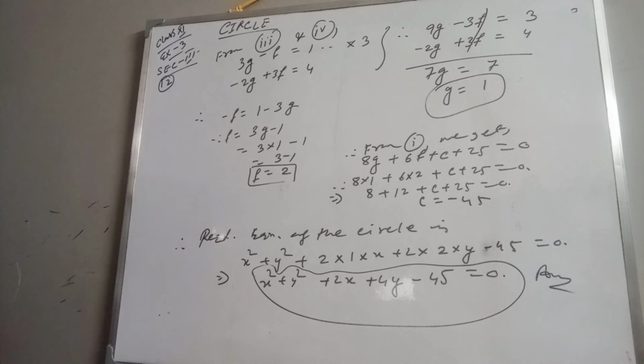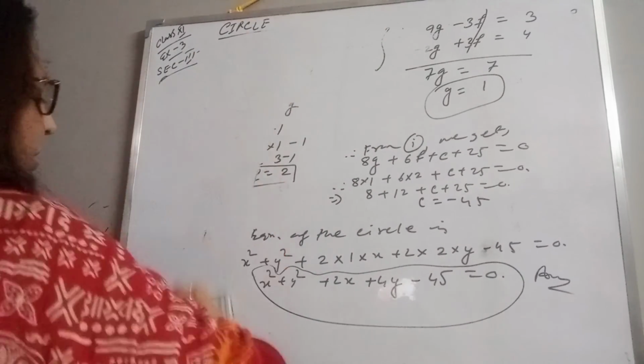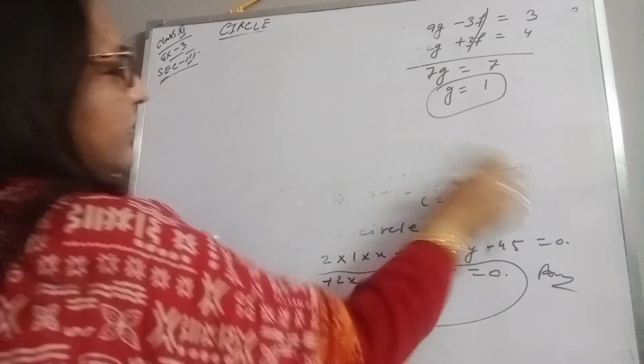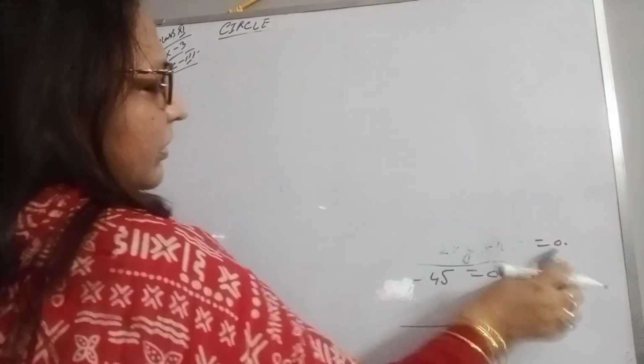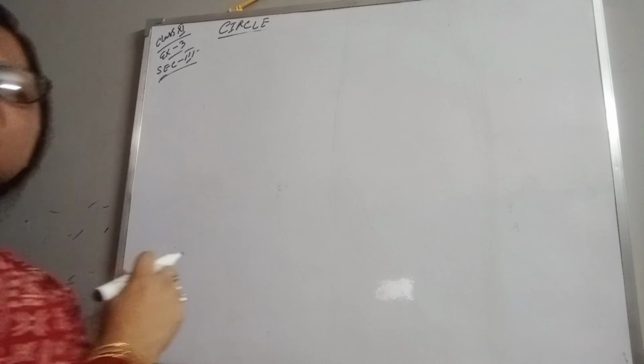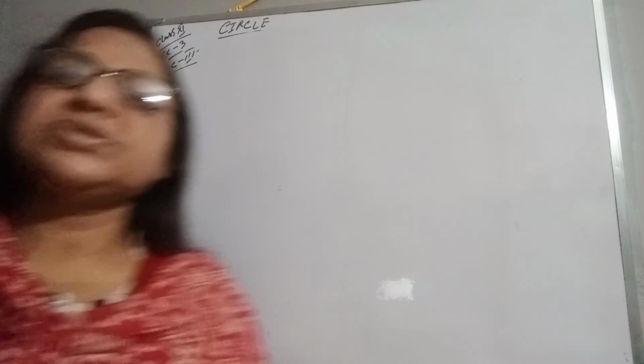Sum number 13. Very big sums. Coordinate geometry is actually a very vast syllabus in class 11. Coordinate geometry sums are also very big, broad type of sums. The next sum I should start with a new video.